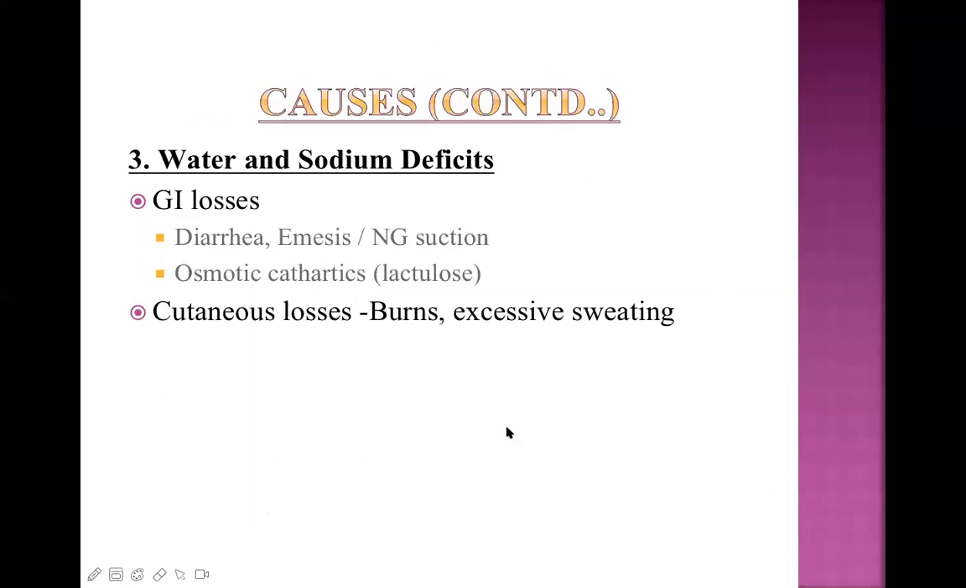Now the third important heading for us is both water and sodium deficit. But again, water deficit is more than the sodium. It may occur because of GI loss as a result of diarrhea and vomiting, emesis is vomiting, or if there is a lot of NG tube suction. If the patient uses lactulose, which results in osmotic catharsis, okay, lactulose. We all know where lactulose is used.